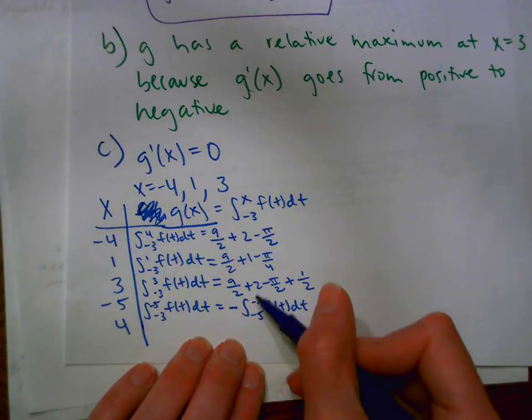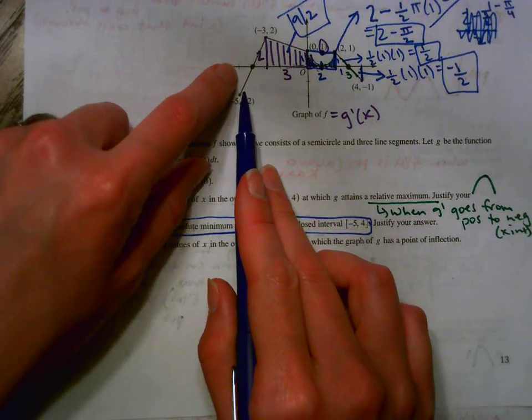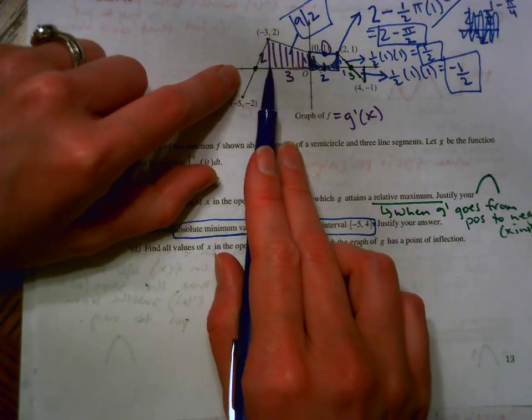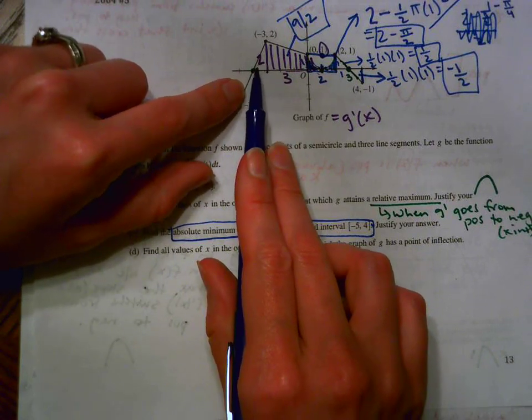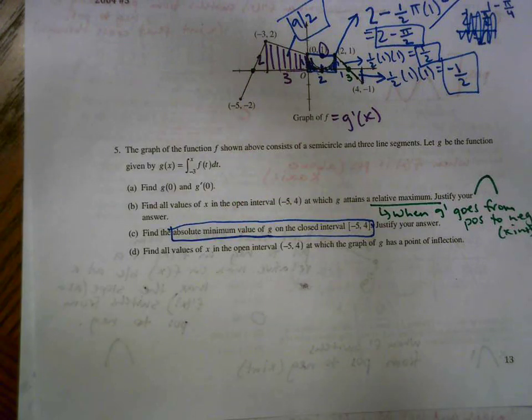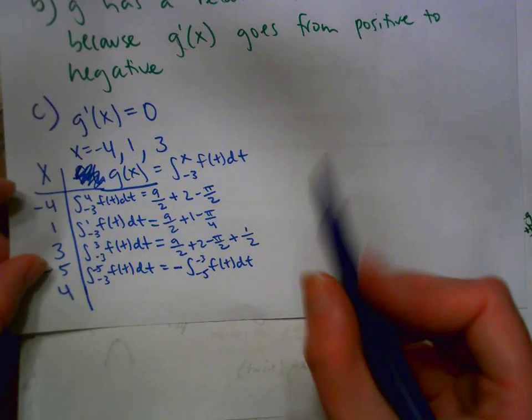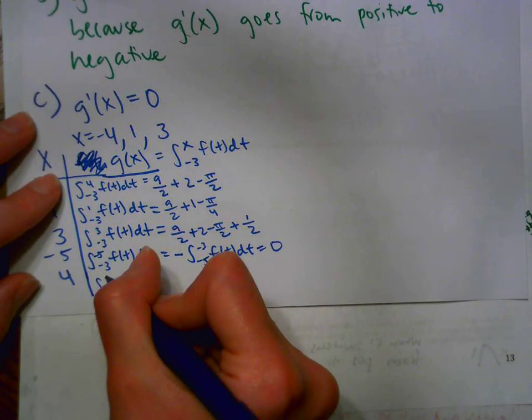So let's find the area from negative 5 to negative 3. Negative 5 is over here to negative 3 is right here. Well, what do you notice? Those negate each other. This is the negative area of this positive area. So we know that that's just 0. And then we have 4, so negative 3 to 4.